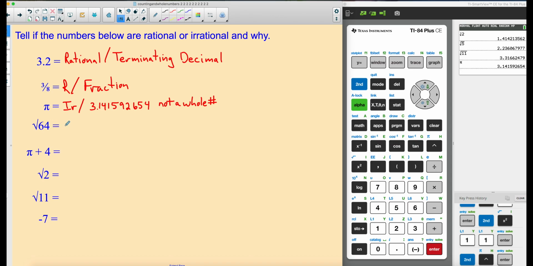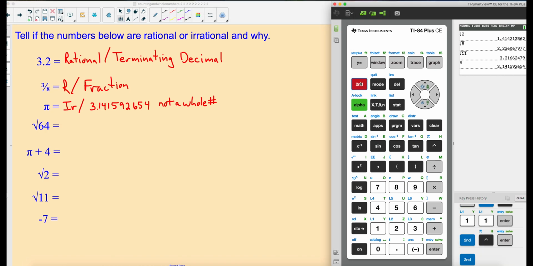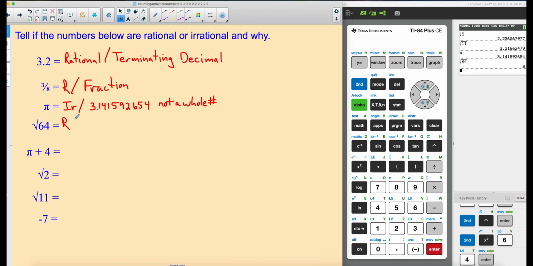Radical 64, is that a perfect square or is it a radical? Well, let's put it in our calculator just to make sure. Second function, x squared, put in 64. What kind of number did we get? Did we get a messy decimal? No, you got 8. Guys, 8's a whole number. Well, what do we know about whole numbers? Whole numbers are rational. So this is rational. Why is it rational? You could say because it's a perfect square. All right, that's why square root of 64 is rational, because it's a perfect square.